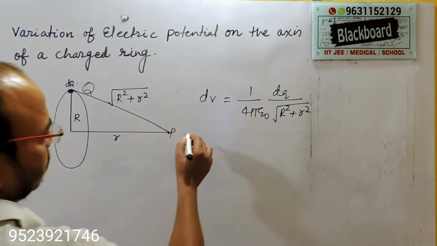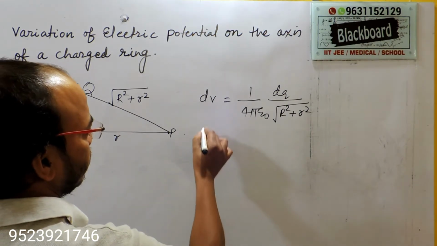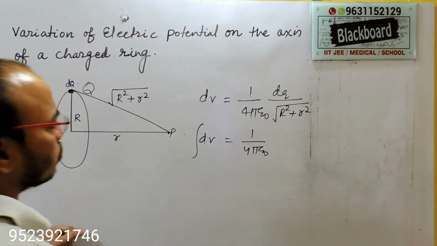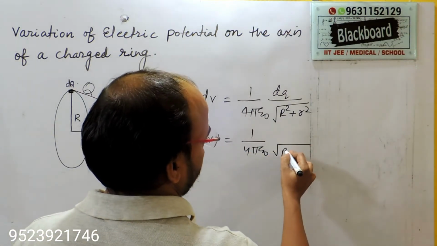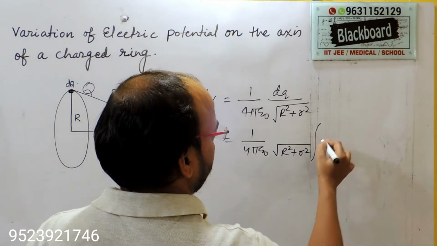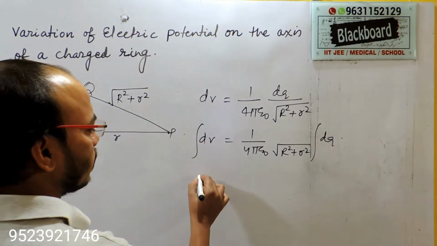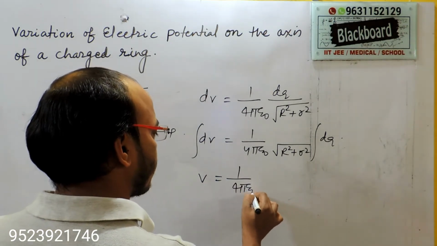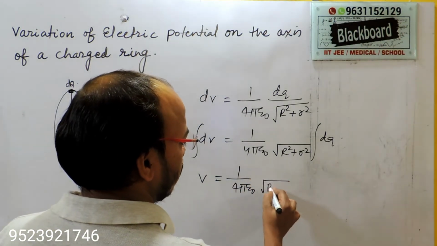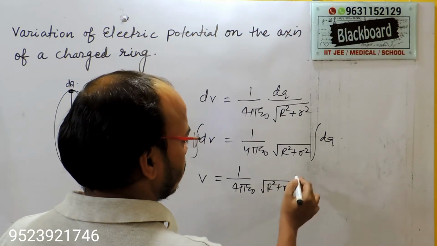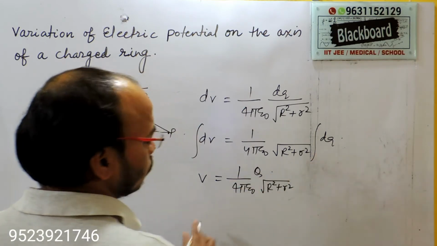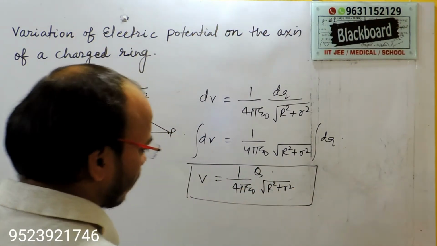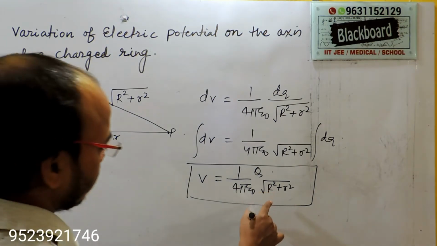Now integrate both sides, you will get integration of dV equals 1 by 4 pi epsilon naught, this is constant, and this term root under R square plus r square is also constant, that means here dq. Now the integration of dV is V, and the integration of dq is here q. That means potential is V equals q by 4 pi epsilon naught root under R square plus small r square.